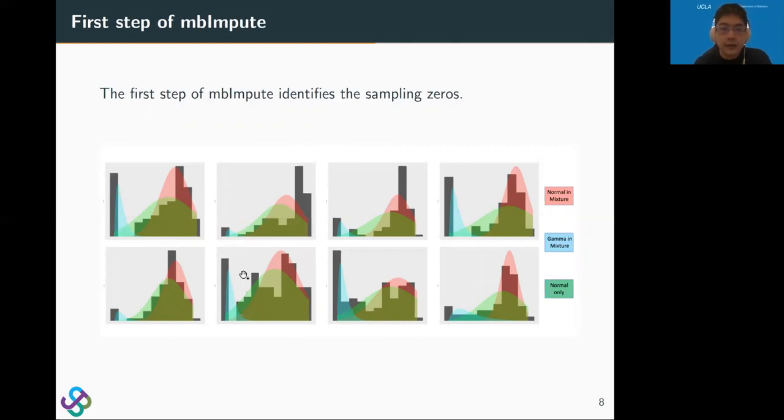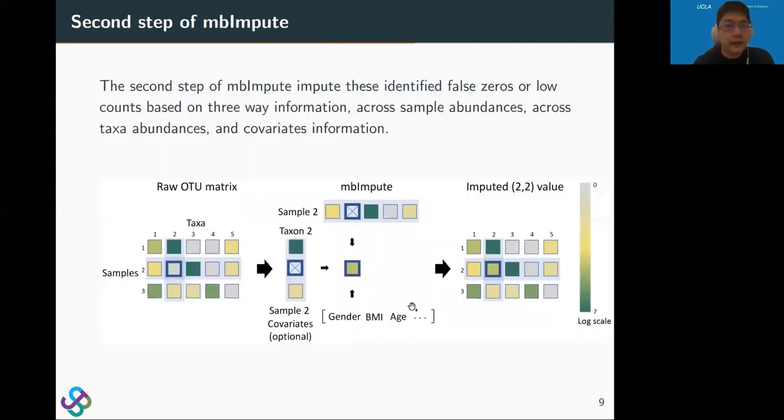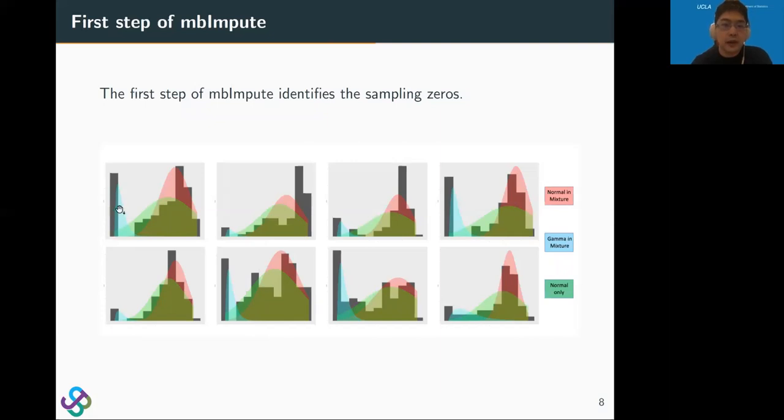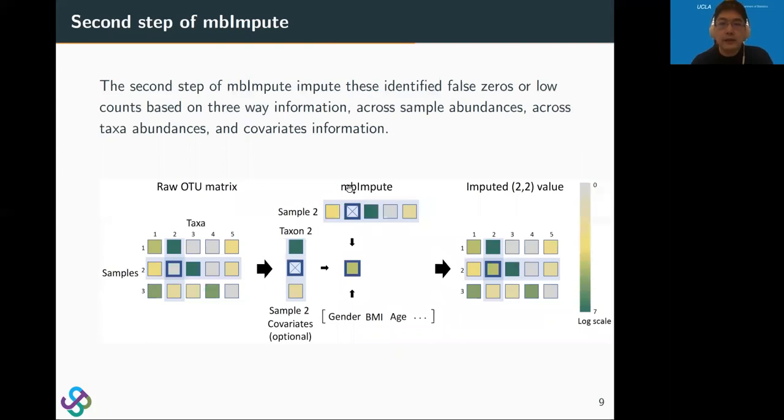And maybe you can see here, there are actually kind of 3 modes. However, we always identify the leftmost mode using the gamma distribution to be the zeros that we want to impute. Then after this, the second step of mBimpute wants to impute these identified false zeros. Those are the counts belonging to this bluish area. And we want to impute those values based on 3-way information.